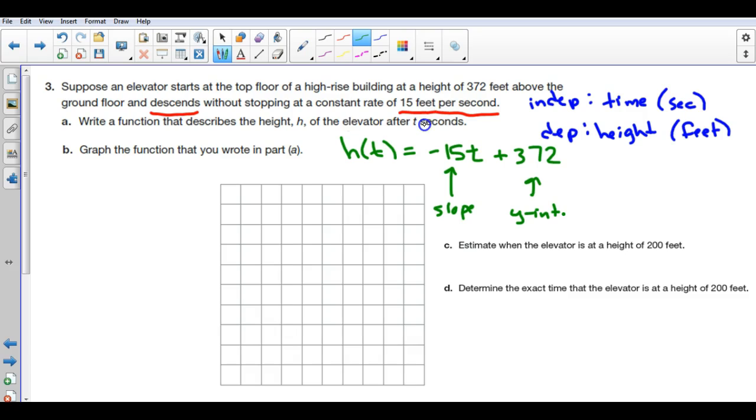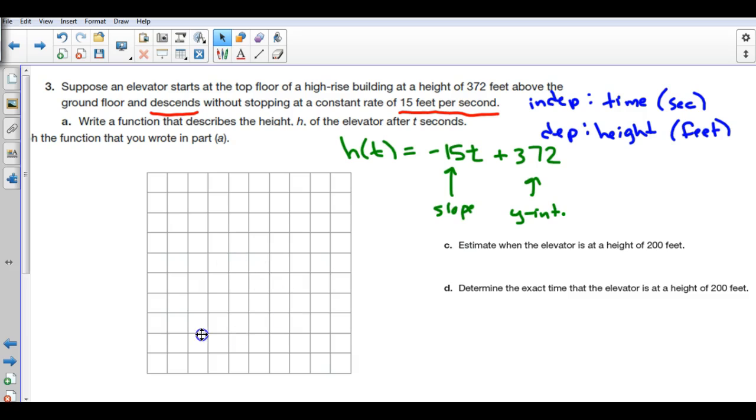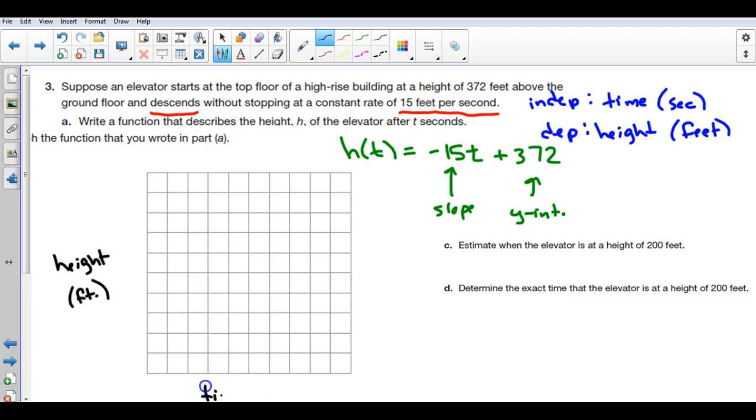The next thing we're going to do is graph the function. So I'm going to go down to this graph, and I'm going to slide this up a little bit. On the y-axis, I'm going to put my dependent variable, which is height, measured in feet. And then my independent variable was time, and this is measured in seconds. So we're going to come up with some kind of scale, and remember that 372 is going to be all the way up on top of that scale.